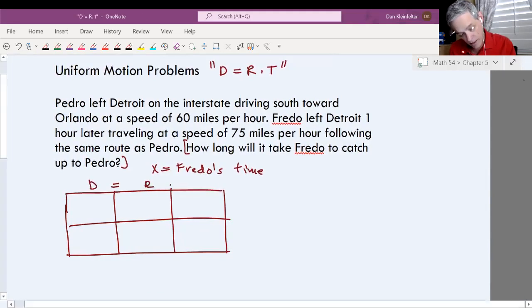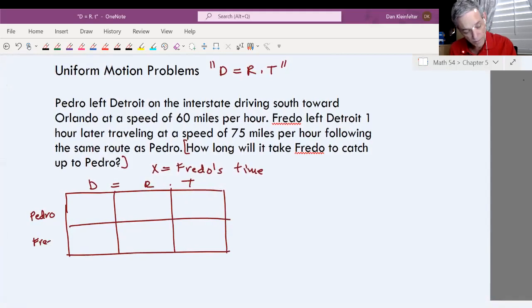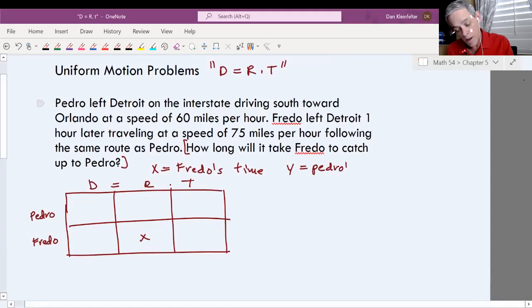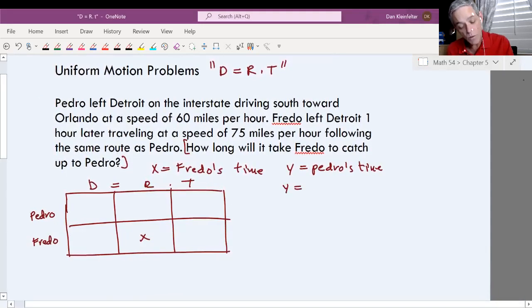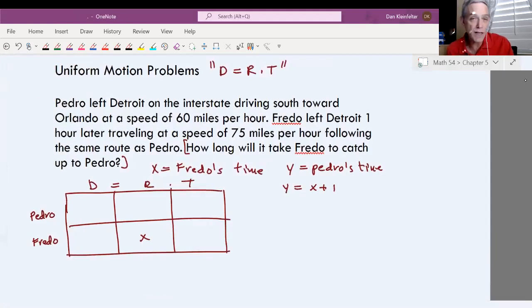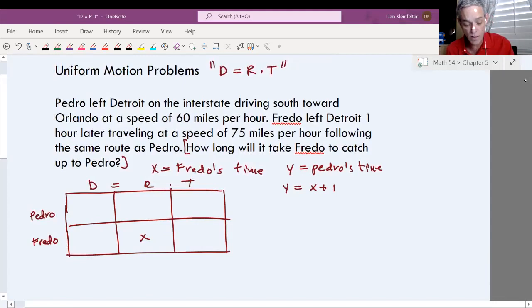Distance equals rate times time. And then we had Pedro and we had Fredo. Okay, so I guess we could make 2 variables out of this. X will be Fredo's time. And then here it says that Pedro left first, right? Pedro left earlier. So y will be Pedro's time. And since Pedro left first, his time is one more than Fredo's time. Since he left earlier, he was on the road for 1 hour longer. Okay, so that will be one of our equations.